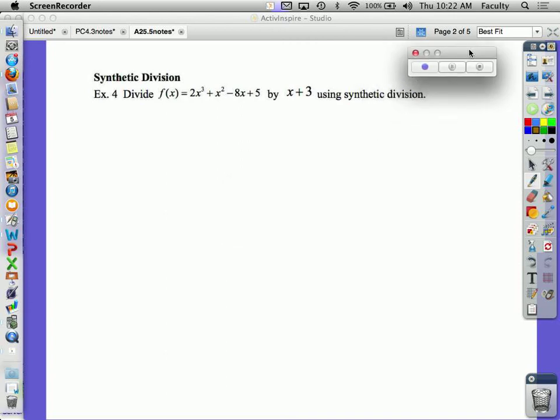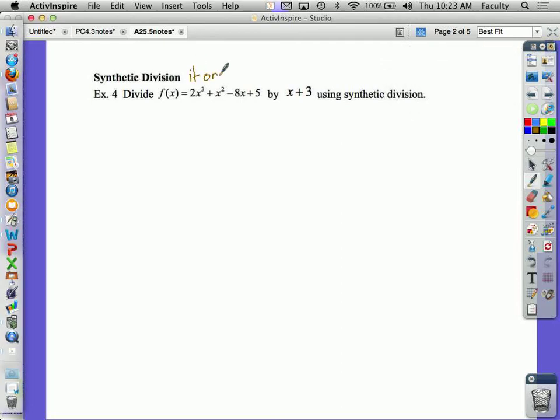Okay, so on your 5.5 notes, we were up to example 4. And the good news is you've actually done this before earlier in the chapter, so that's why I have 3 extra problems there for us on the front board to work out, to practice. It says we want to divide f of x by x plus 3 using synthetic division.